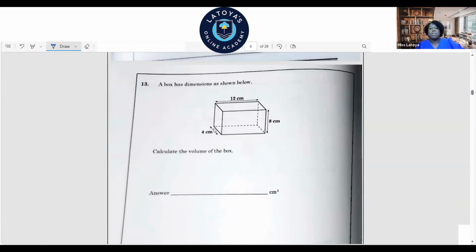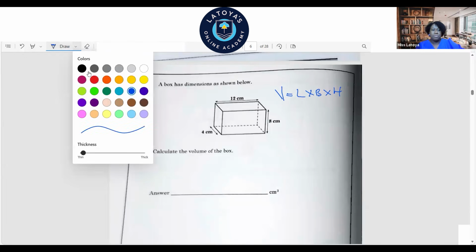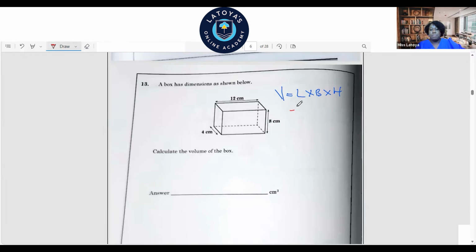The length is 12, the breadth is 4, the height is 8. Calculate the volume. This box is a cuboid. How do we find the volume of this? We're going to multiply the length by the breadth by the height. So we're going to multiply 12 by 4 by 8. 12 by 4 is 48 and 48 by 8 is 384.